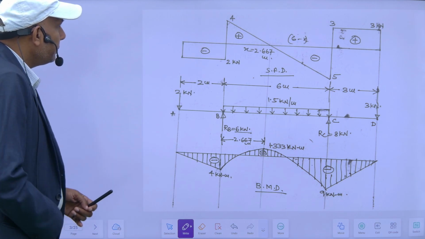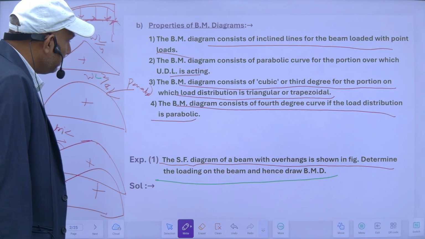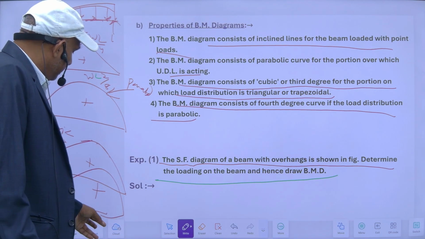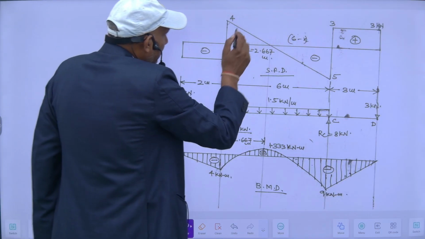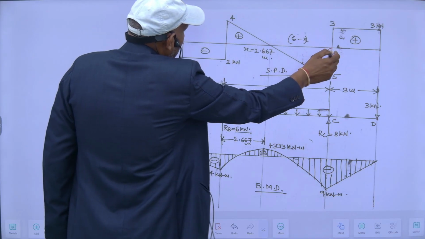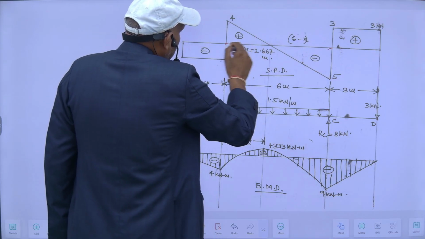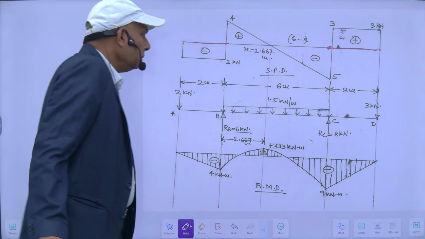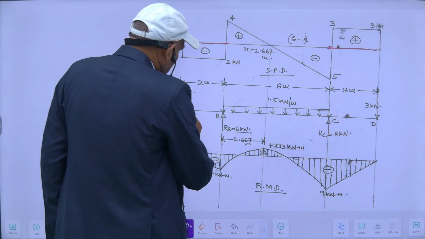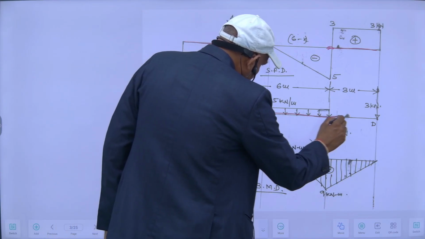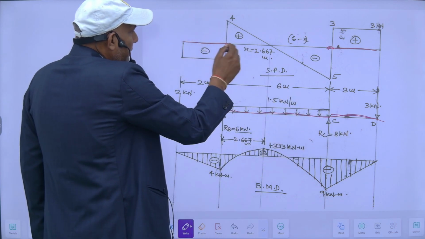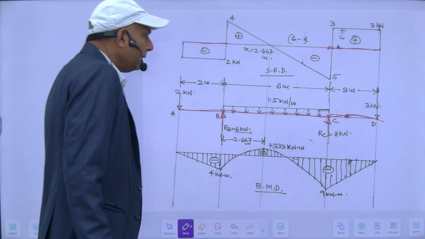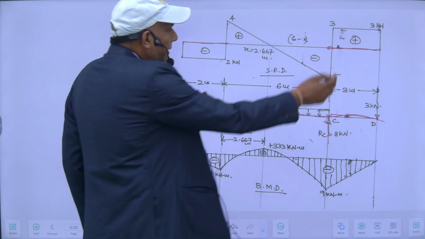So here this is a case of overhang. On both sides there are overhangs, means this is a beam. Here this end and this end they are simply supported, and these two are overhang portions. So this is my loading diagram, and there will be two supports at this and this, and there will be overhang. These two things are overhangs.